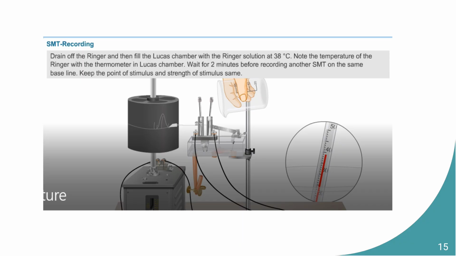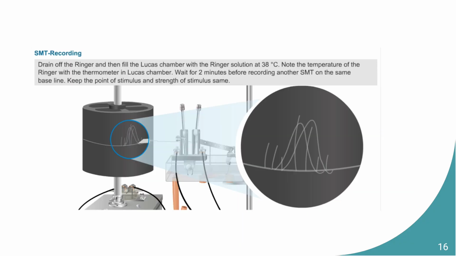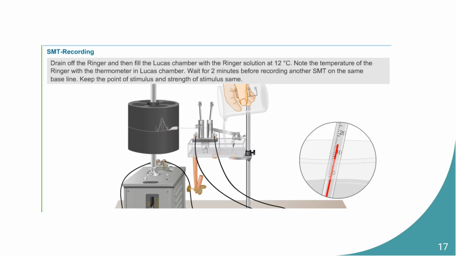Now we should wait for 2 minutes and keep the nerve muscle preparation within this warm solution, and we will again record the SMT. So this is the effect we can see here when we have immersed the nerve muscle preparation in the warm Ringer solution. Then we will again drain it off and fill the Lucas chamber with the Ringer solution at 12 degrees centigrade. And we will note the temperature of the Ringer with the thermometer in the Lucas chamber.